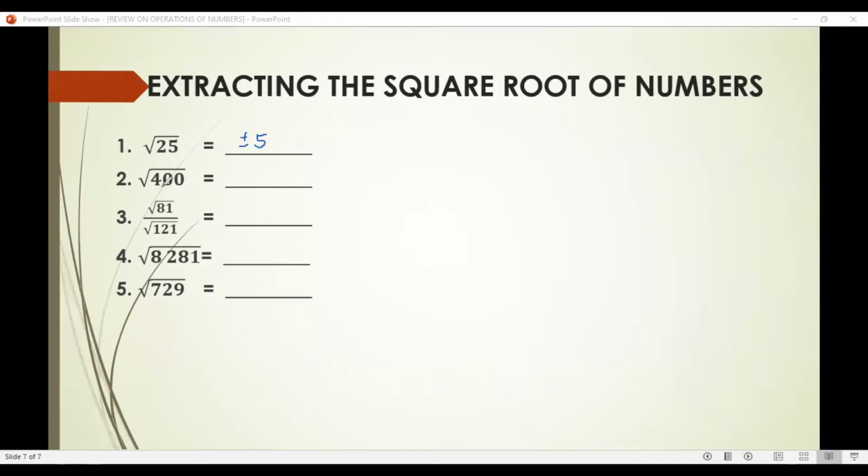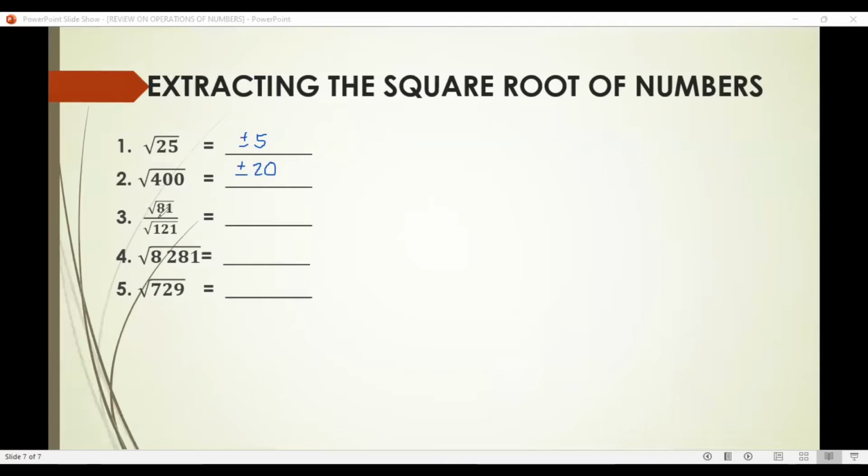What about the 400? So 400 will give us an answer which is 20, correct? So 20 multiplied by itself is equivalent to 400. 20 times 20, and so with your negative 20. So negative 20 multiplied by negative 20 is also equivalent to 400. So that means that the square root of 400 is either positive or negative 20.